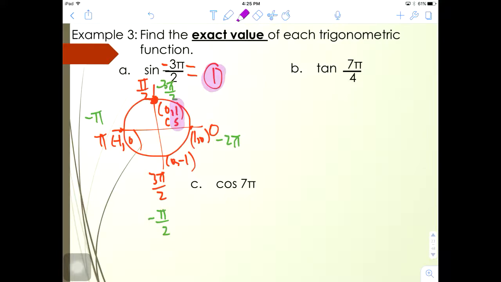Part B, 7 pi over 4. So in the unit circle, 7 pi over 4 is almost 8 pi over 4, and that is 2 pi, right?